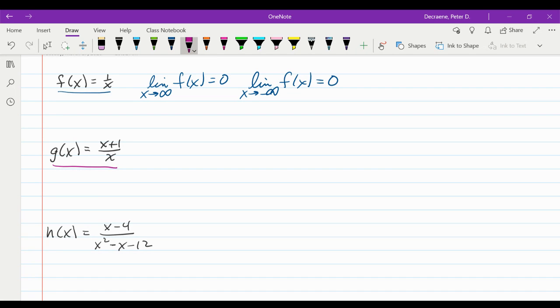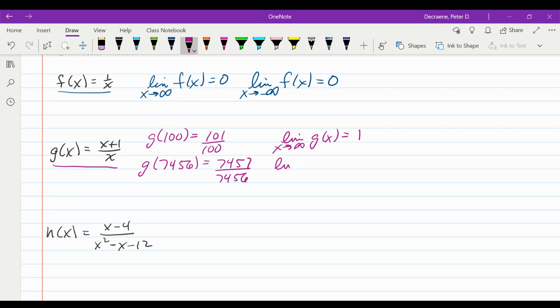Again, if we want to see what happens as x approaches infinity, we can look at some values first. I know that g of 100 is going to be 101 divided by 100. I know that g of 7,456 is going to be 7,457 divided by 7,456. And I'm hoping it's pretty obvious that the limit as x goes to infinity of g of x is equal to 1, and the limit as x goes to negative infinity of g of x is also equal to 1.